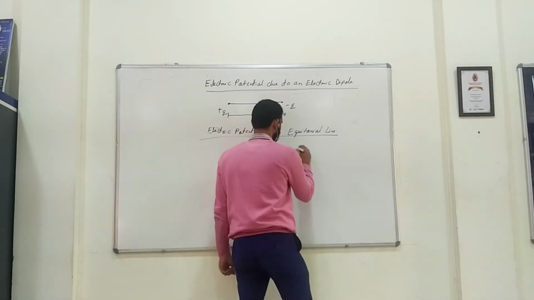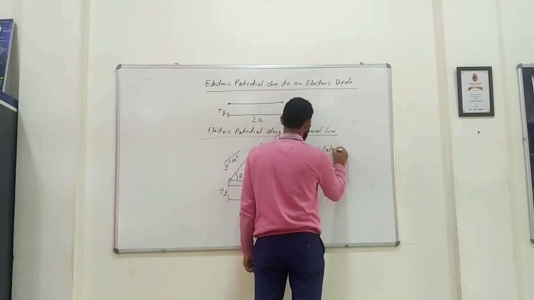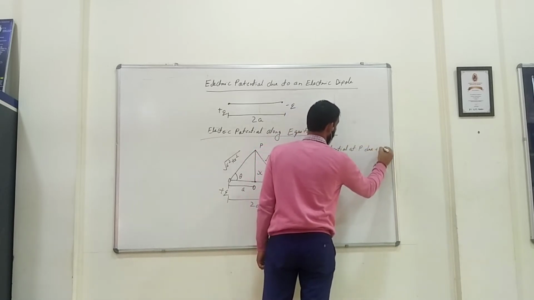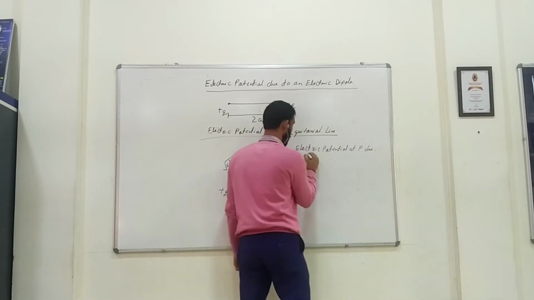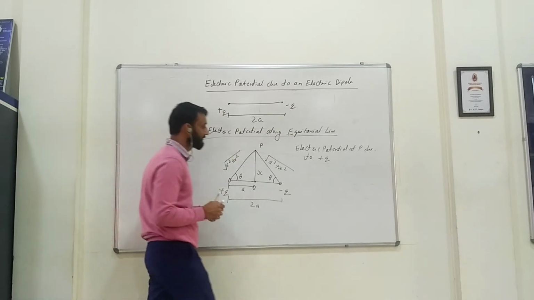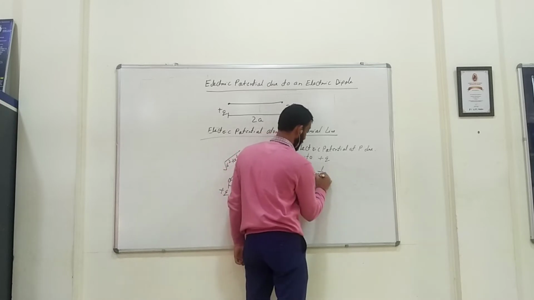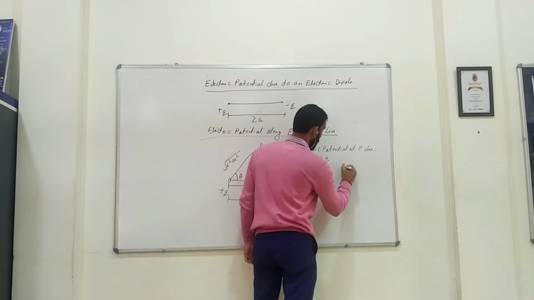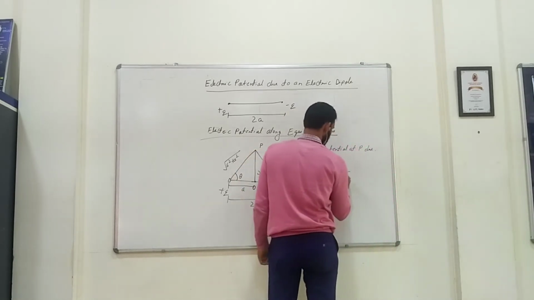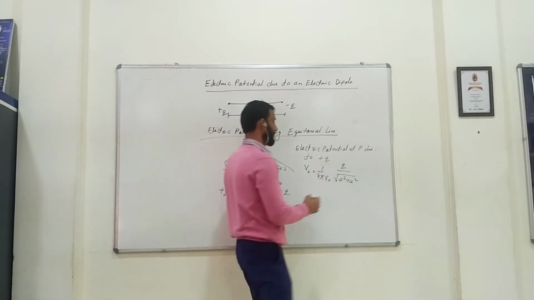Now you can see the electric potential at P due to plus Q will be given by the formula. Let me call it V1. It will be 1 upon 4 pi epsilon naught Q upon R. So how much is R? R is under the root a square plus x square. This is equation number 1.